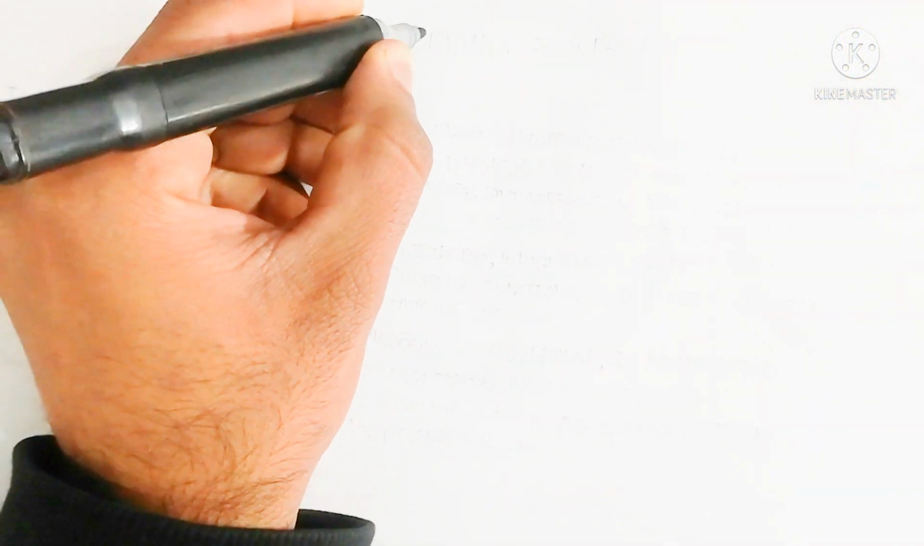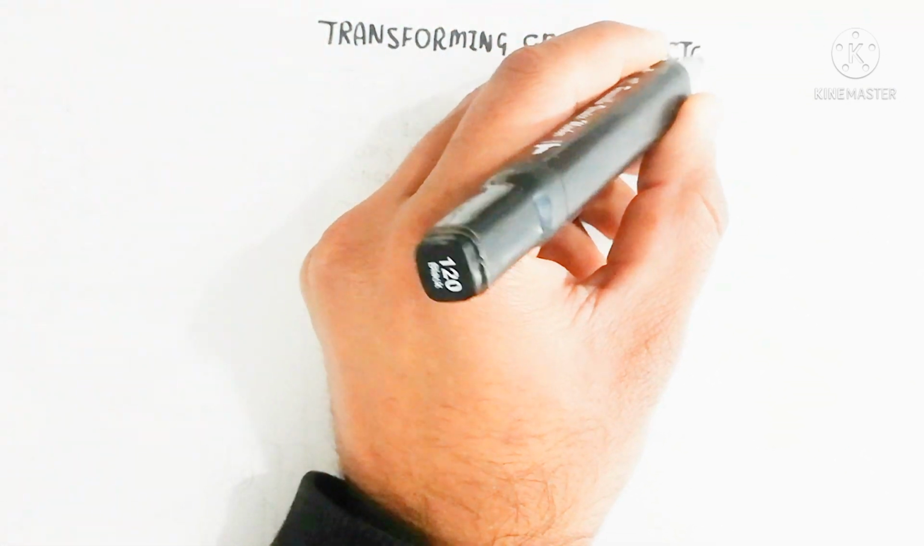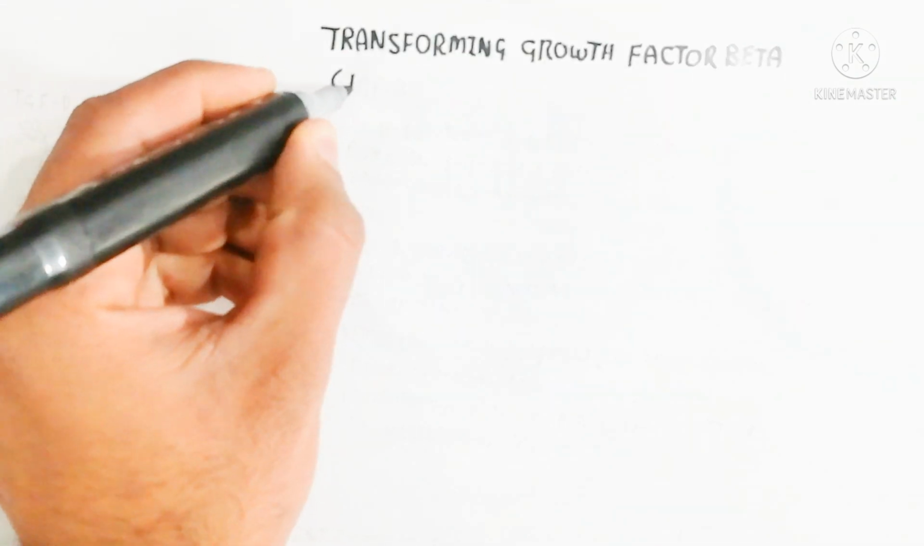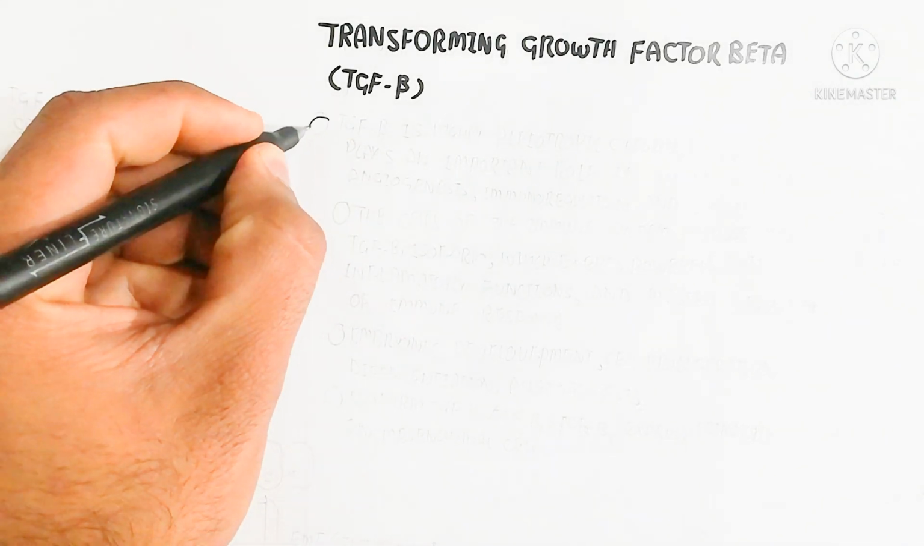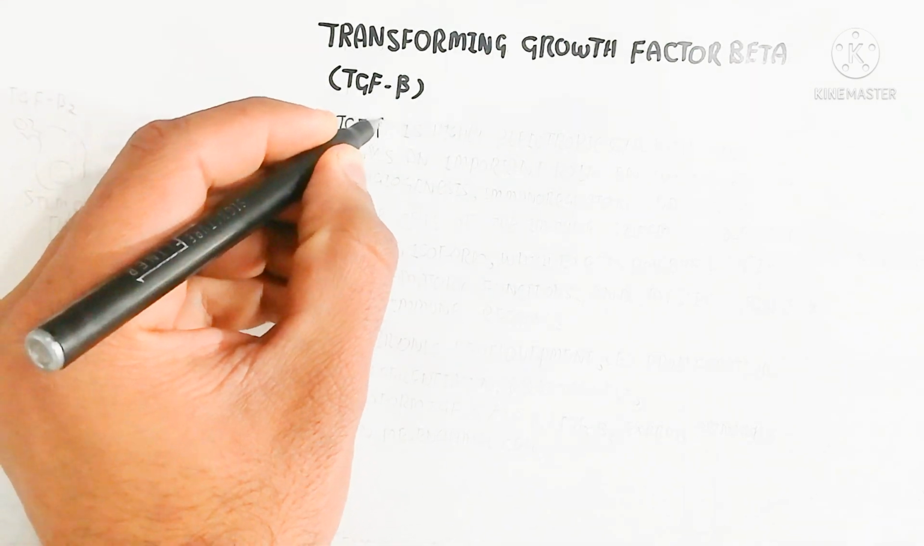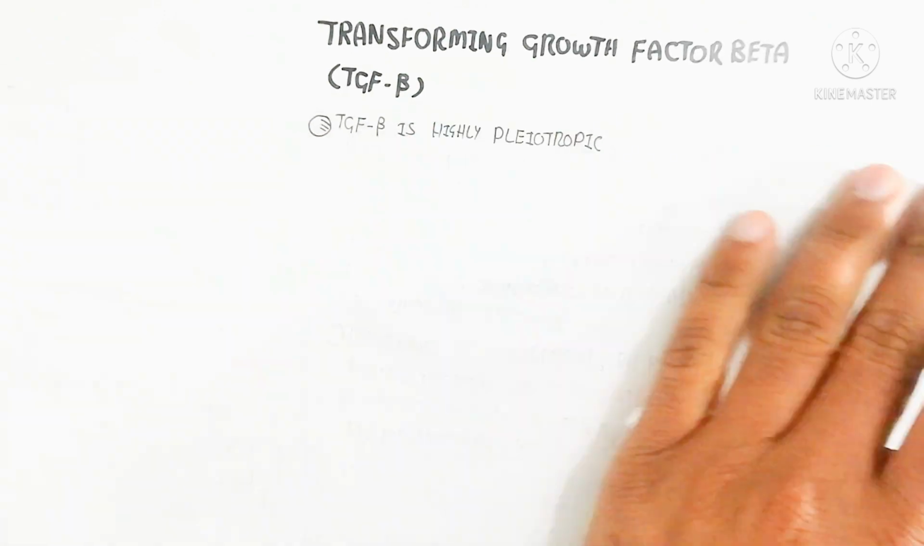Hello, in this video we will discuss transforming growth factor beta. It is also known as TGF-beta for short. So let's begin by understanding the introduction and what TGF-beta is. TGF-beta is a highly pleiotropic cytokine.